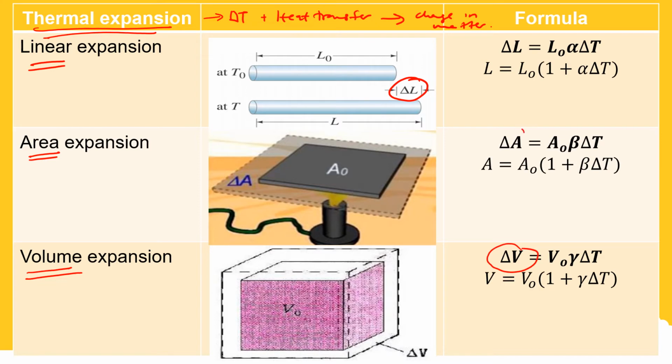So kalau you tengok kepada dia punya equation, all these thing must be relate with the delta T. Sebab itulah delta T kena ada. Untuk delta T ada, dia kena ada heat transfer. Okay.